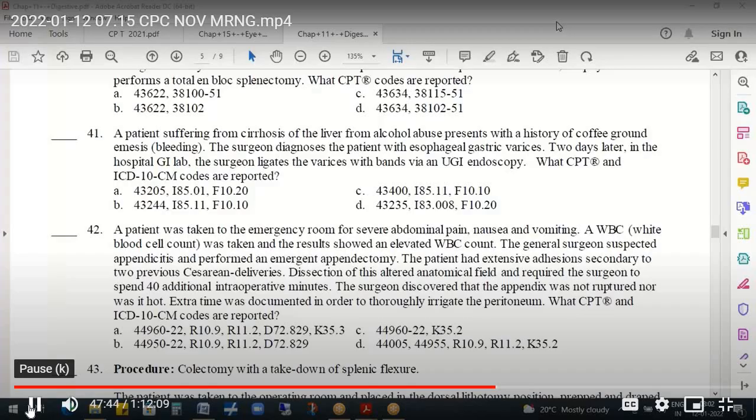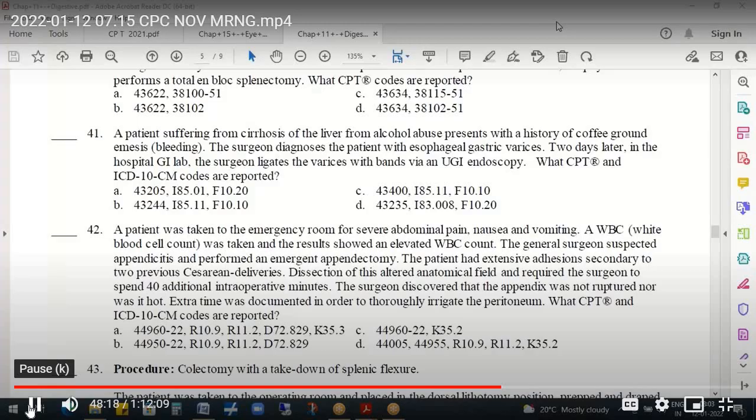Hernia repair. Right? Hernia means prolapsing or drooping of an organ.